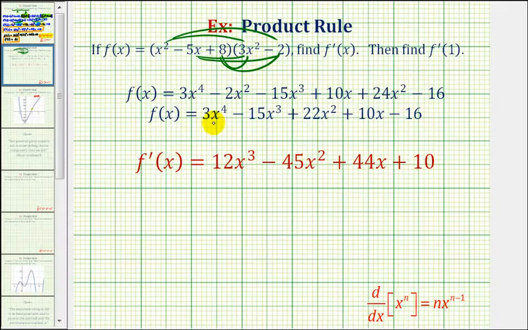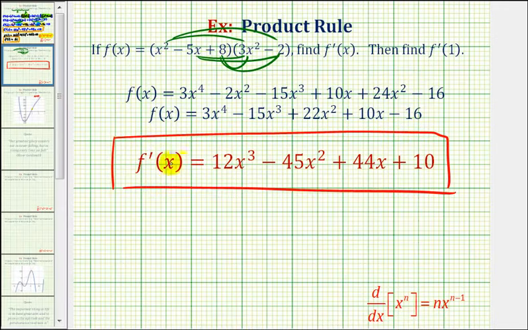And now if we apply the product rule to find the derivative of the function in this form, notice how the derivative function is still the same. We have f prime of x equals 12x cubed minus 45x squared plus 44x plus 10.